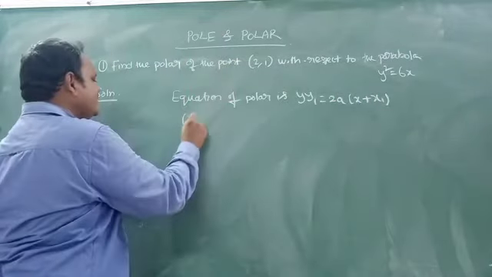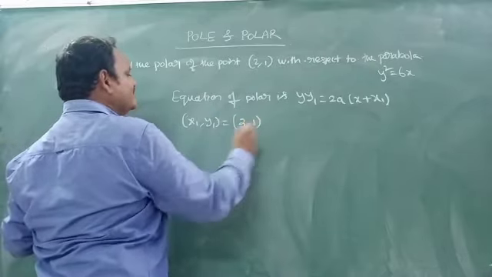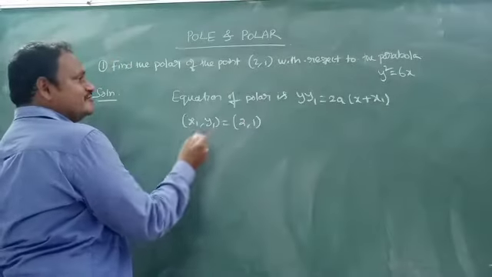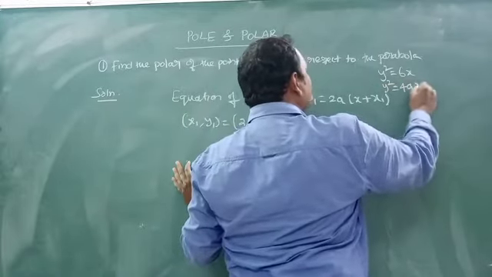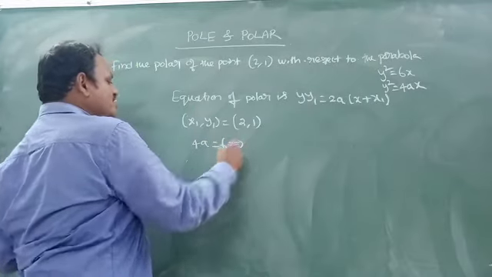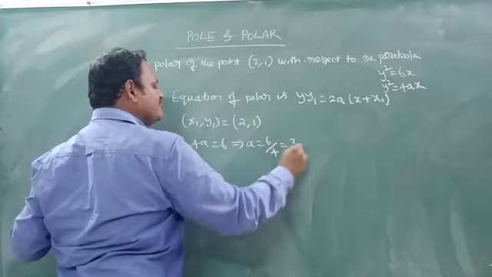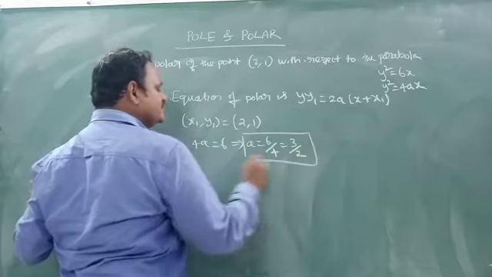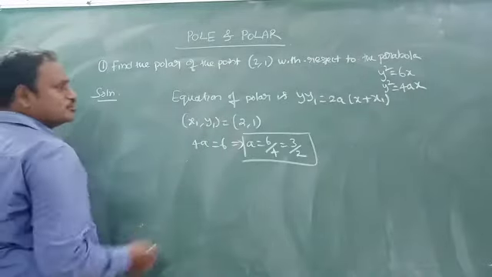Here the point given as x1 comma y1 is nothing but 2 comma 1, right? And they have given that y square is equal to 6x, which we equate to y square equal to 4ax. That means 4a equal to 6, so a is equal to 6 by 4, that is 3 by 2. A is equal to 3 by 2. x1 y1 is 2 comma 1 and a is equal to 3 by 2.